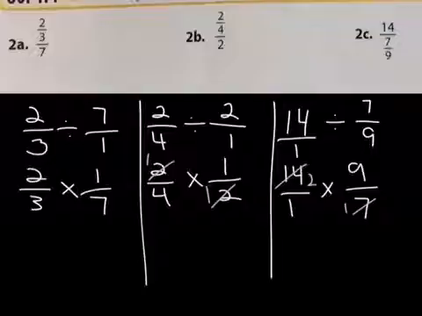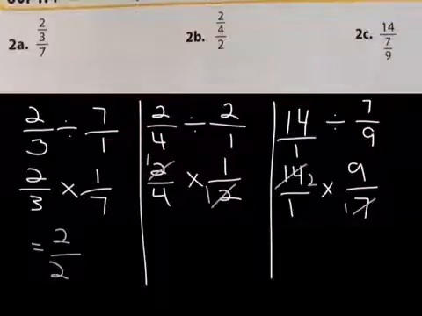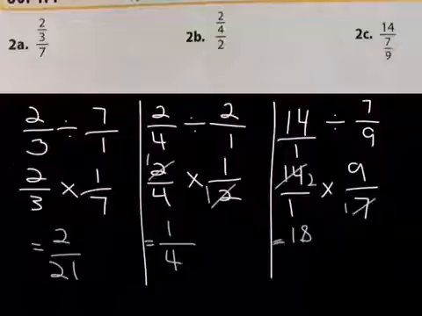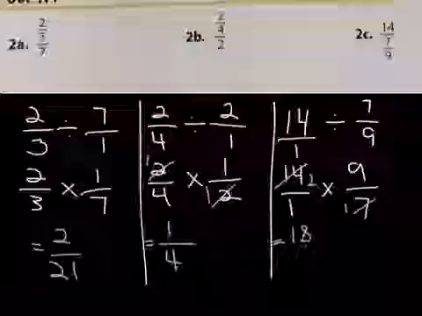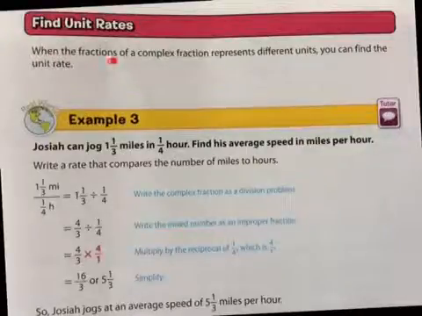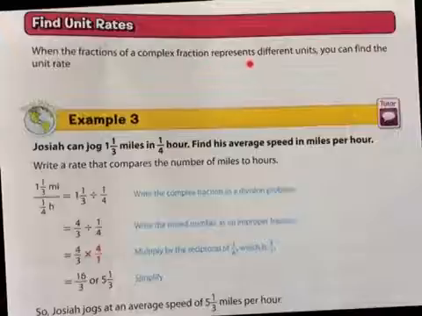Okay, now I can multiply straight across. 2 times 1 is 2, and 3 times 7 is 21. 1 times 1 is 1, and 4 times 1 is 4, and 2 times 9 is 18, over 1, which is just 18. You see, it would be over 1. And there's your answers.